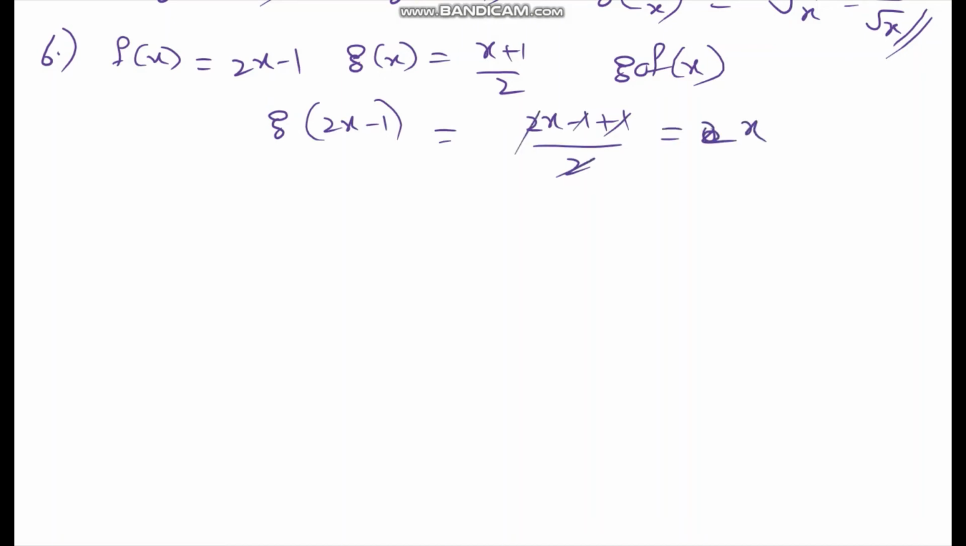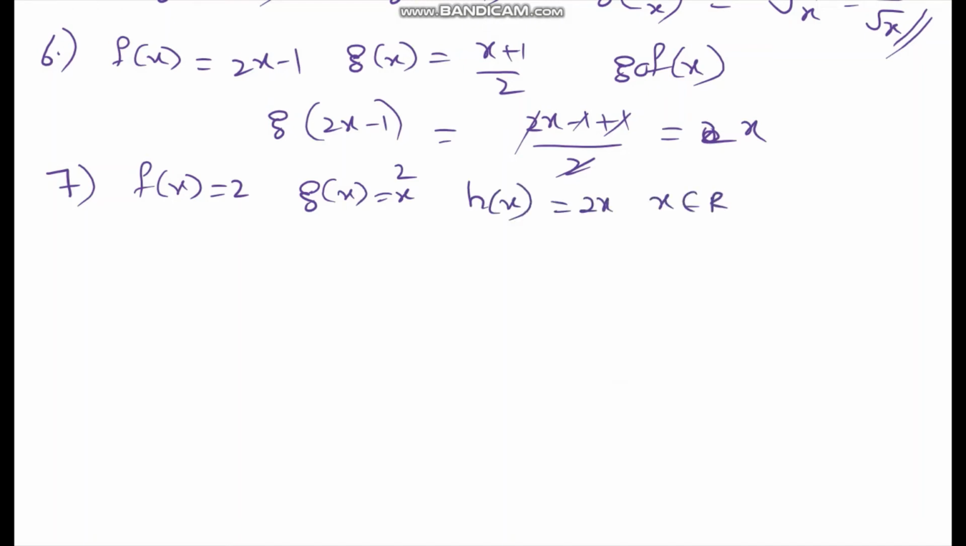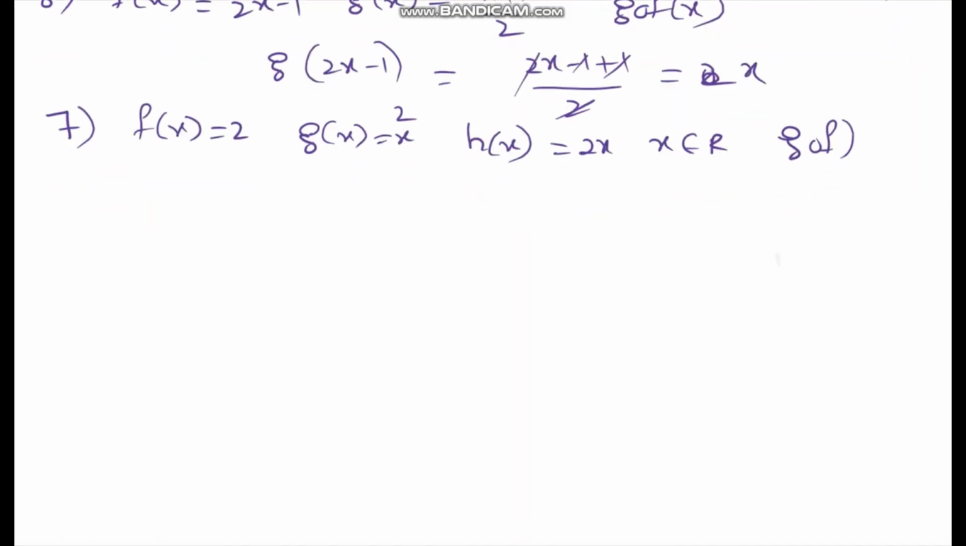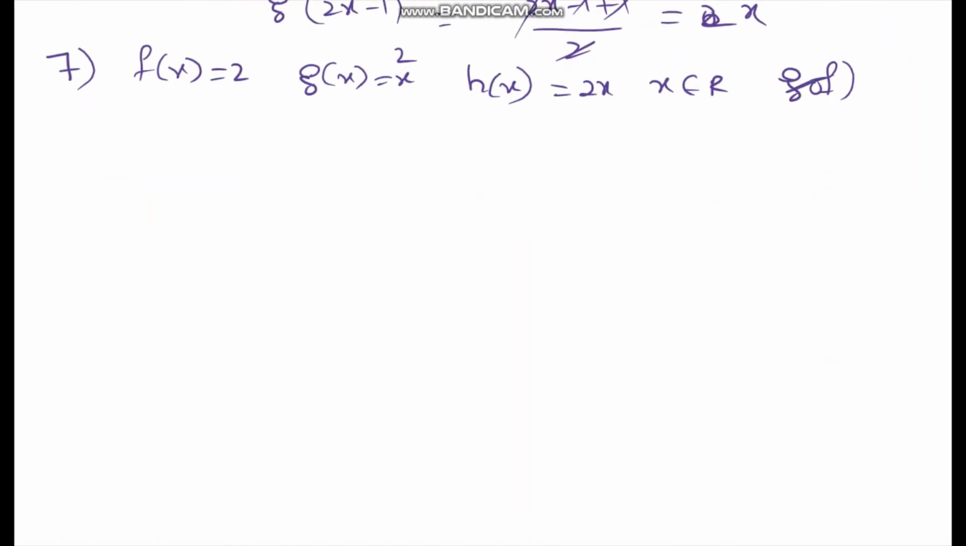Seventh question, if f of x equals 2 and g of x equals x square and h of x equals 2x for x belonging to R, find fogoh of x. This we need to find.